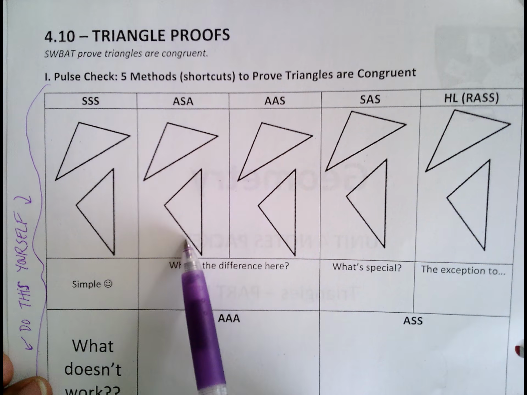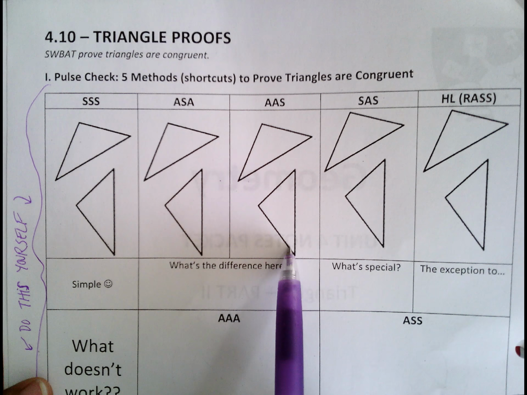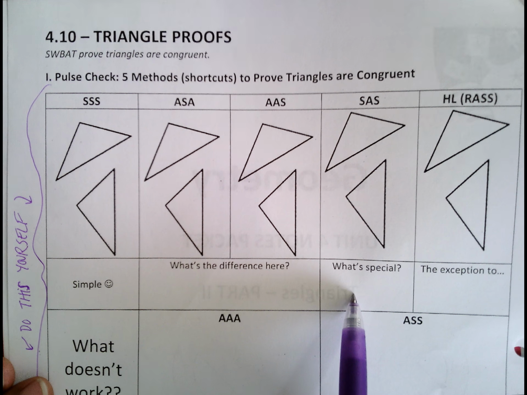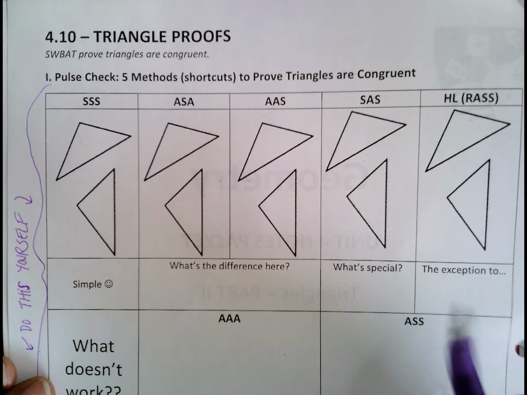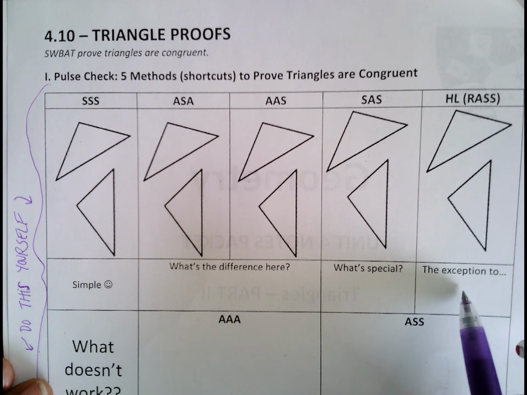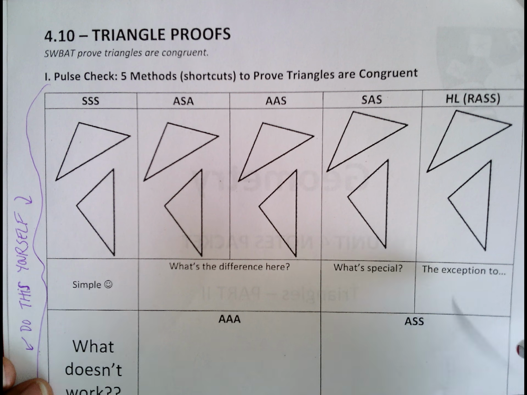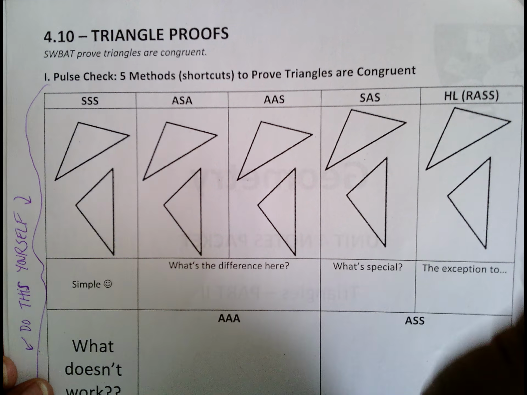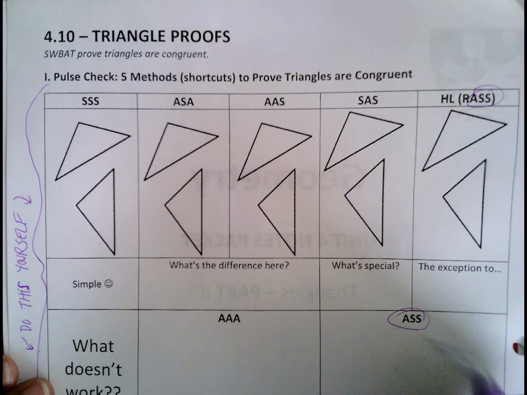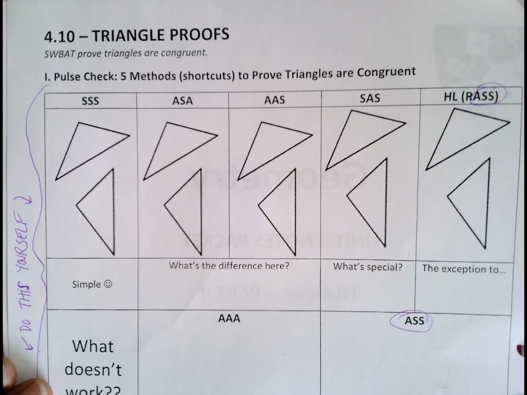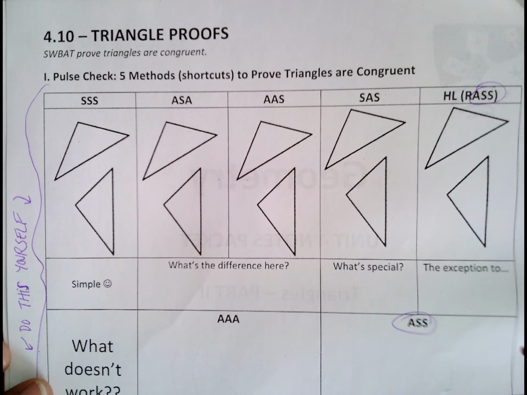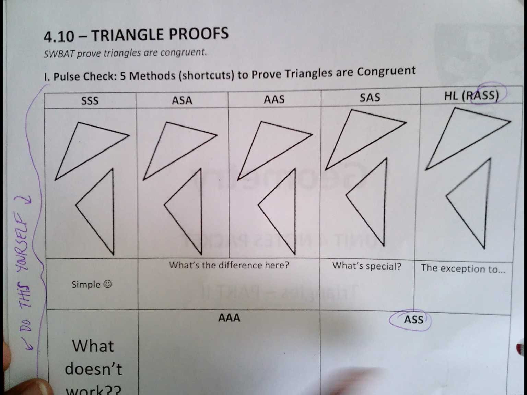What's the difference between angle, side, angle and angle, angle, side? What's unique about side, angle, side? And what is HL, or hypotenuse leg, the exception to? If you look at that, it'll give you a clue. So what is it the exception to? And then, of course, what doesn't work, and try to recall why.